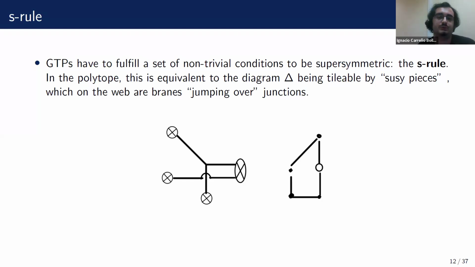Now, the easiest way to see if a GTP fulfills this S rule is if it is tileable by so-called supersymmetric pieces, which generalize these area 1/2 polygons, which correspond to two webs which jump over junctions. So for example, here we have a piece, this is a trapezium piece, and it corresponds to a triangle junction over here and a segment that jumps over it. This is what is represented by this semicircle.